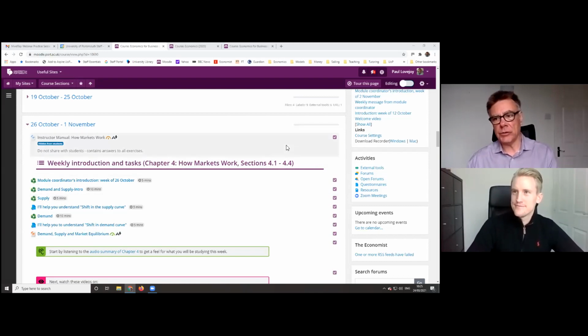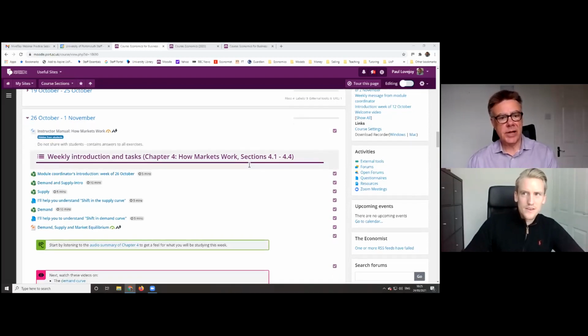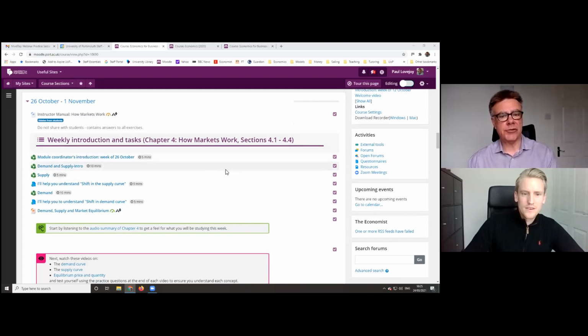Essentially, every student who is registered at the university is granted access to the Moodle page, and any student who has access to Moodle is able to access any of the resources that I'm showing you. So first of all, we've got a standard layout for the week. In purple, our weekly introduction and tasks is basically what replaces what would have been a traditional lecture.